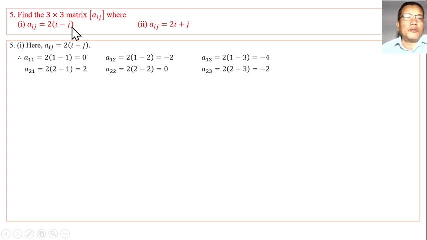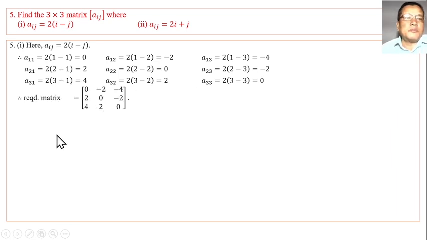Similarly a31, a32 and a33. Then the required matrix has first row 0, minus 2, minus 4, second row 2, 0, minus 2, and third row 4, 2, 0.